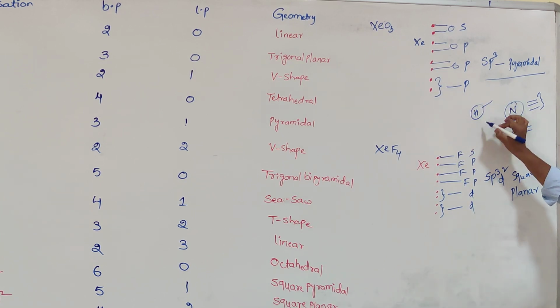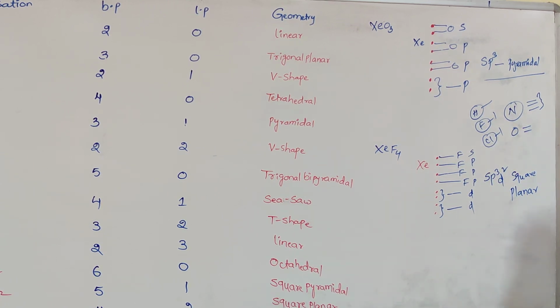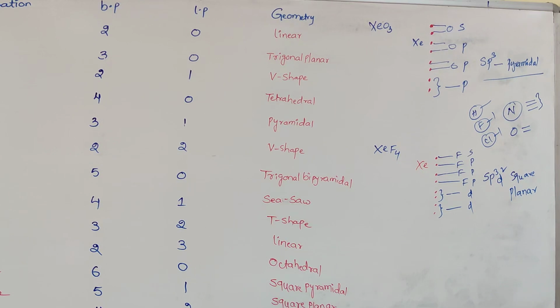Hydrogen is always a single pair. Fluorine is always a single pair. Chlorine is always single. So like that we have to know the valency of the bonded atoms. Then only is it possible to apply this method and get the correct results. Without knowing the number of valence electrons in the central atom and the valency of the bonded atoms, it is not possible to predict the hybridization as well as to find out the geometry of a molecule.